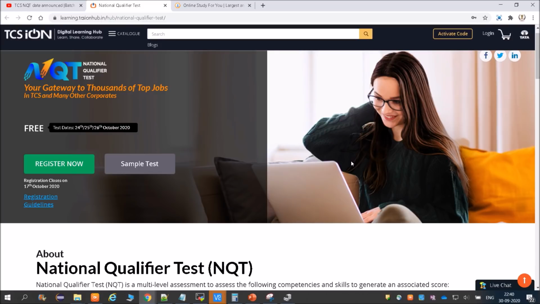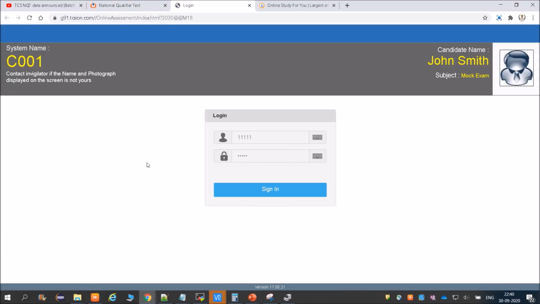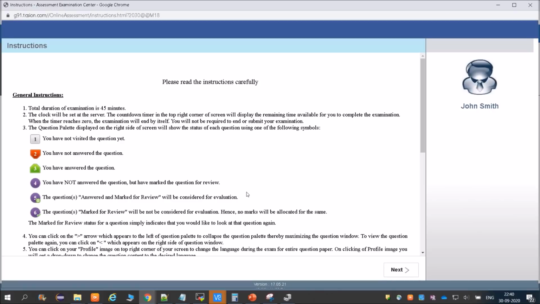Friends, this is Pratik Srivastava here, and today we are going to solve the aptitude questions of the sample test released by TCS for the NQT examination. This link will also be given in the description, because this is the same link where you did the registration. Now, you have to click on sample test, and with the default username and password you have to sign in.